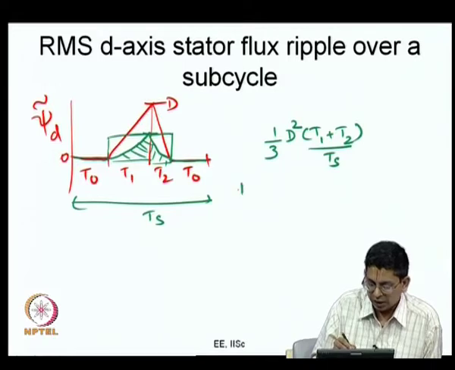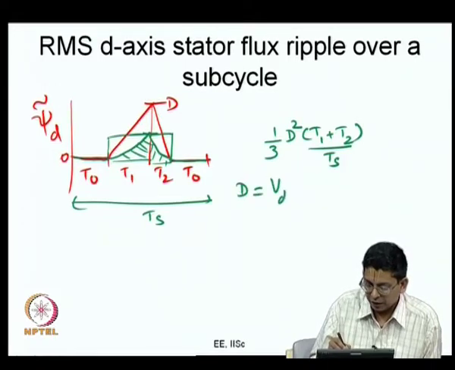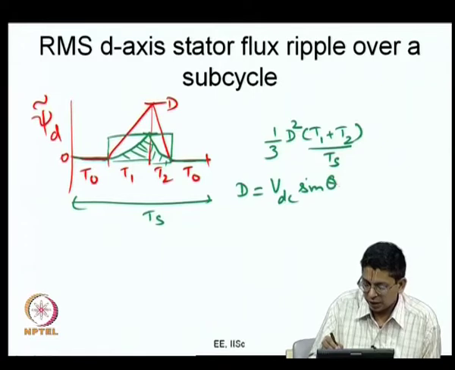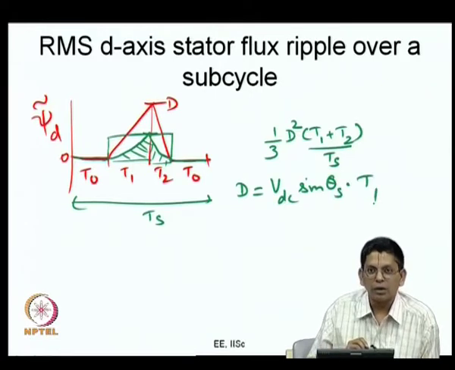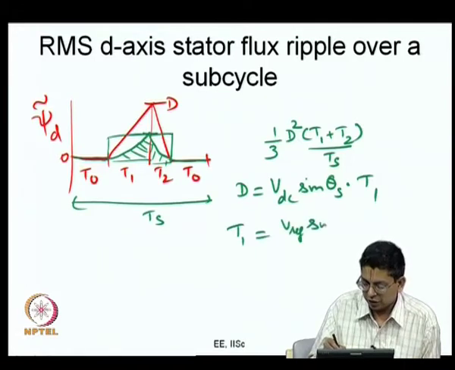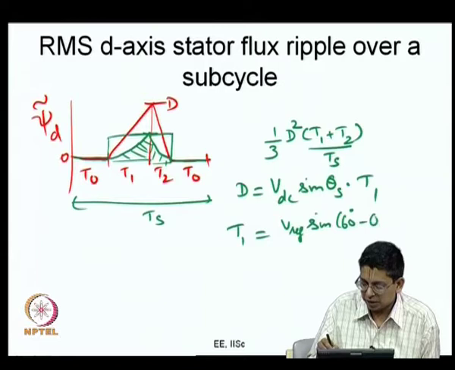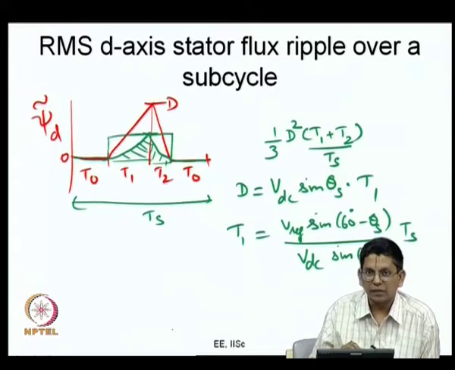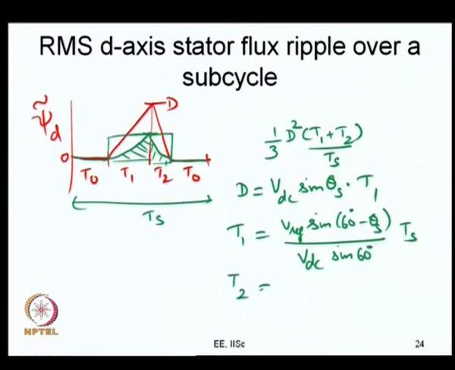So, you can see that d is equal to VDC sine of theta s multiplied by T1. And what is T1? T1 is V reference sine of 60 degree minus theta s divided by VDC sine 60 times Ts. Similarly, you have T2 equals V reference sine of theta s divided by VDC sine 60. These are things which we did earlier in the earlier classes.